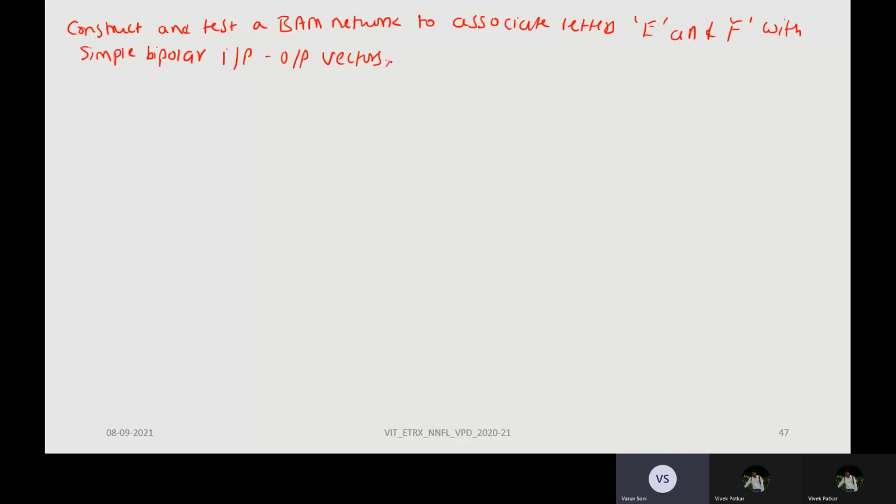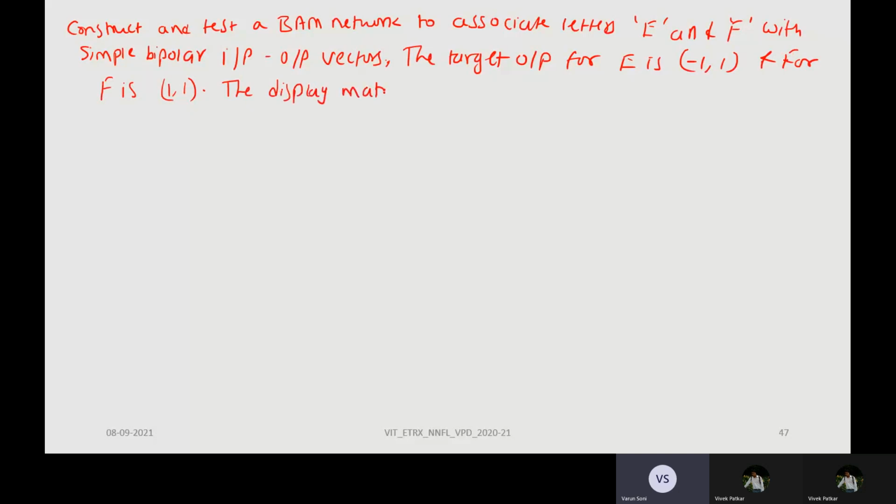The target output for E is minus 1, 1. For F is 1, 1. The display matrix is 5 cross 3 in this pattern, which is as follows.